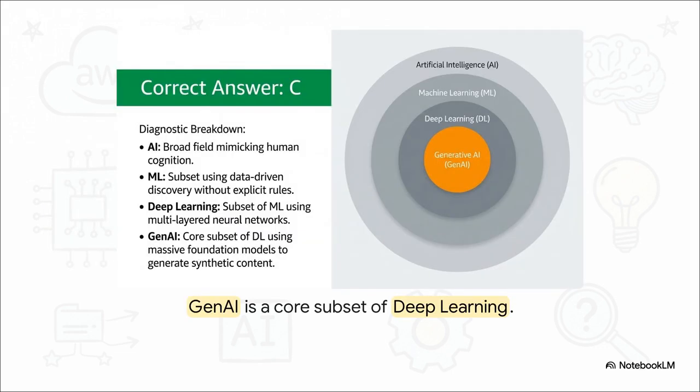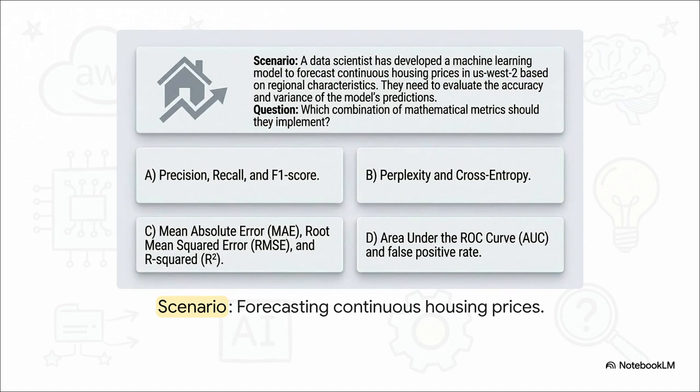If you went with C, you absolutely nailed it. Notice how the concentric circles map this whole thing out. Artificial intelligence is the broadest category. It's the grand umbrella. Inside that is machine learning, which uses data-driven discovery. Drilling down even further, we hit deep learning, which leverages multi-layered neural networks. And sitting right there in the very center, we have generative AI. This is exactly where models like GPT-4 live, driving the massive content generation boom we're seeing today. Let's keep this momentum going.